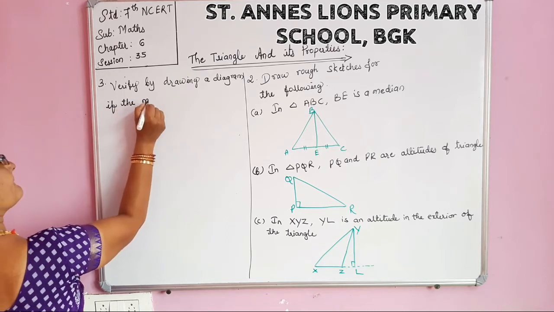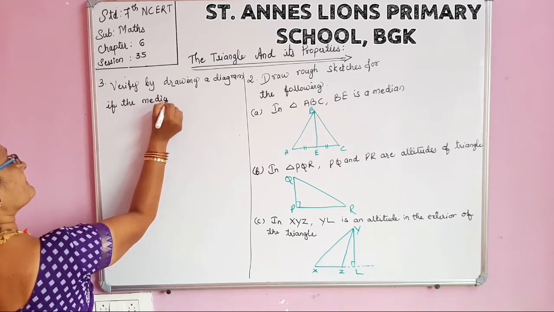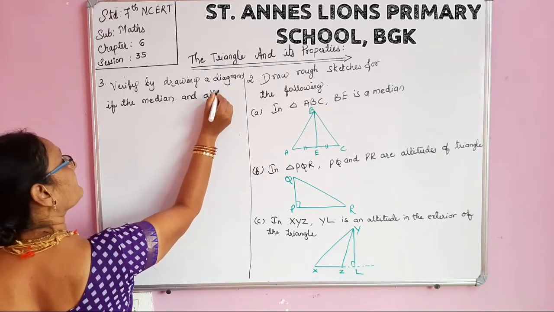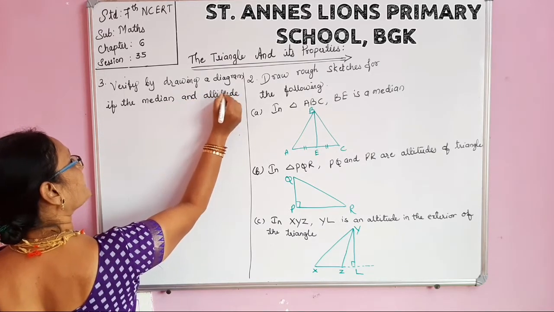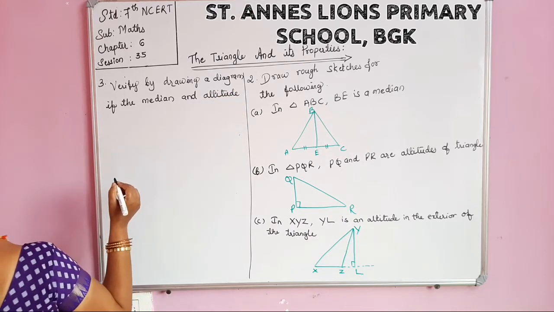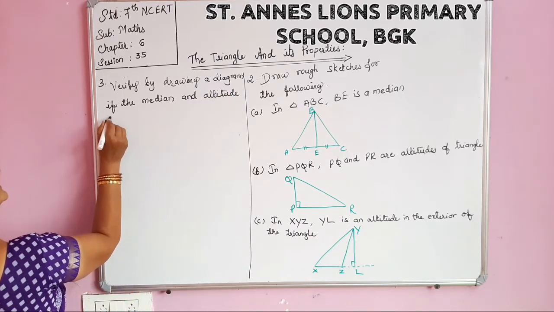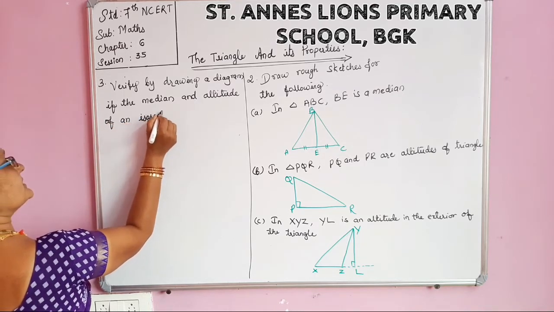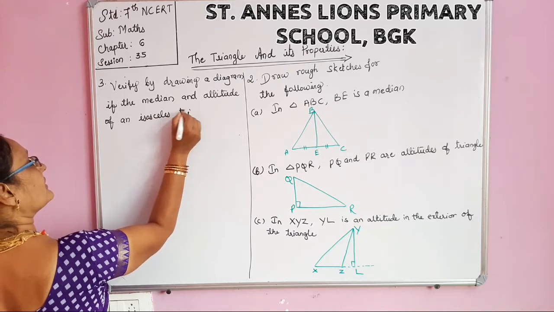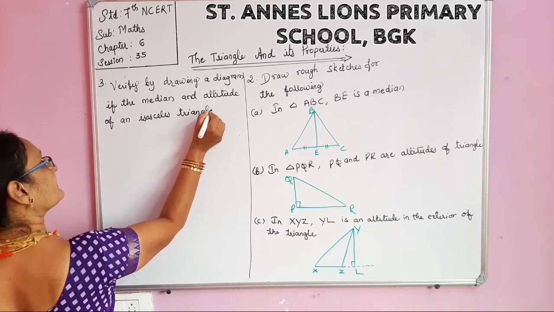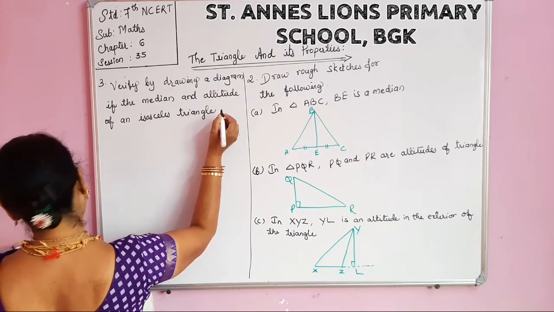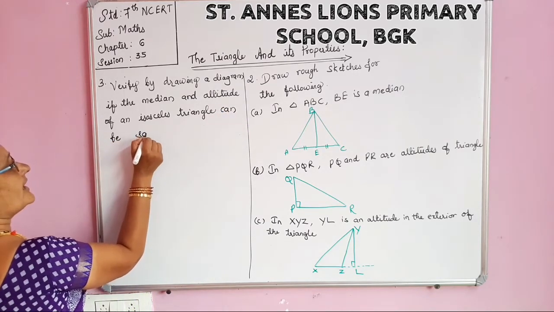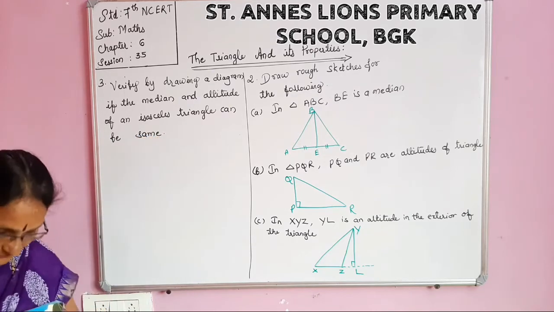altitude of an isosceles triangle can be the same. We have to draw and see it. Okay, we will do that only now.